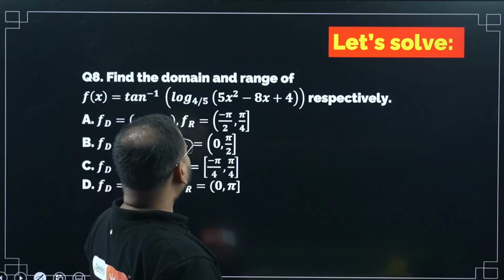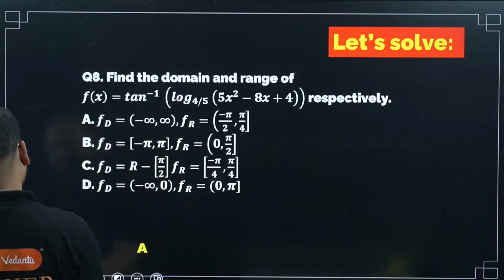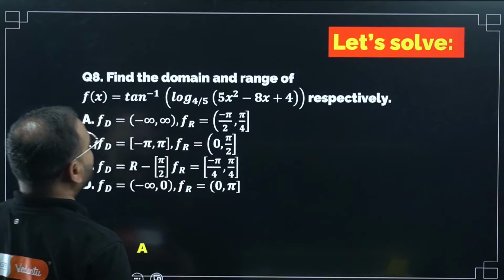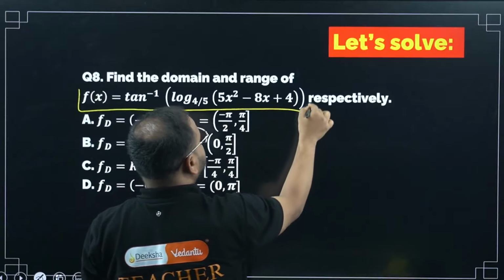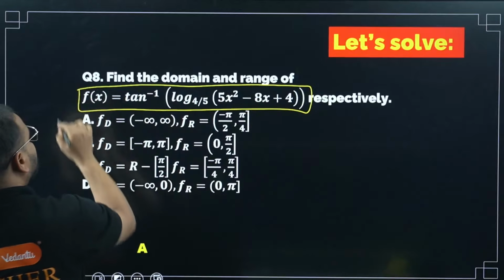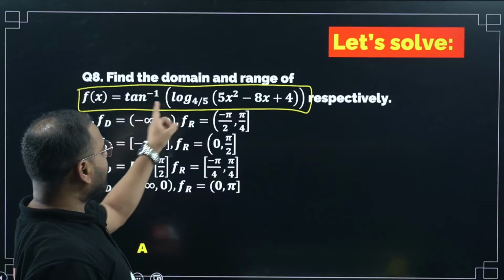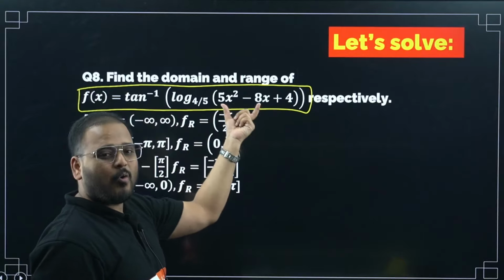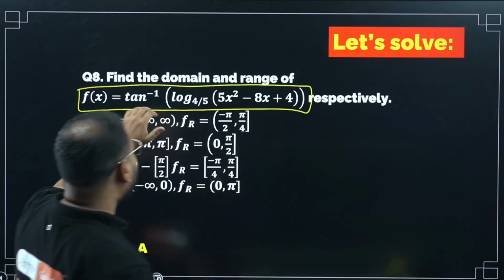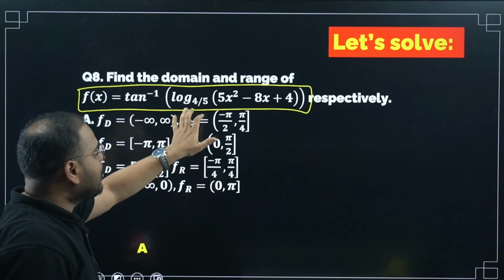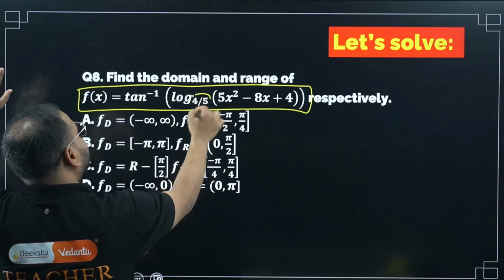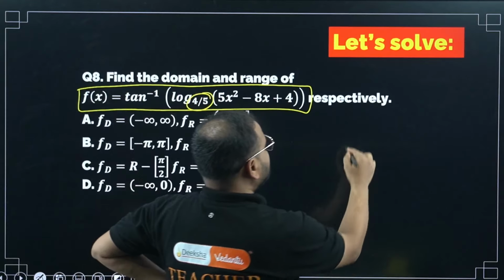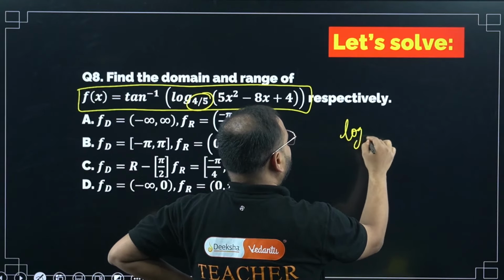Question number 8. Find the domain and range of the function given here. Tan inverse is operating on log, which is operating on a quadratic function with the base 4 by 5. What's the meaning of this? Log with the base 4 by 5.